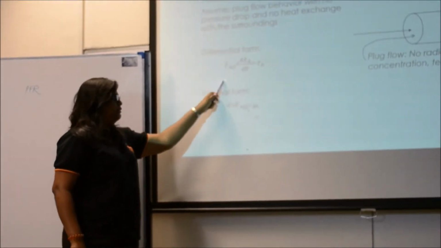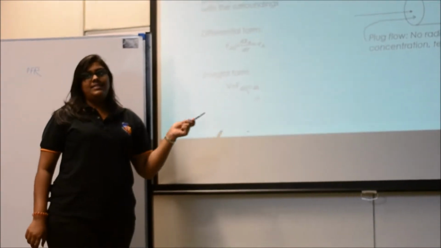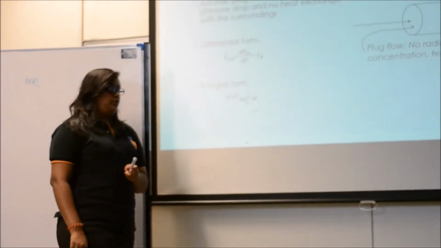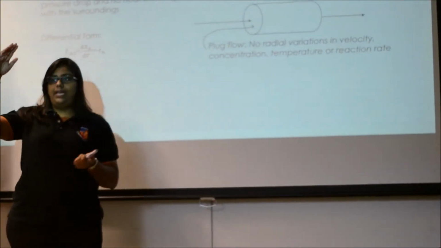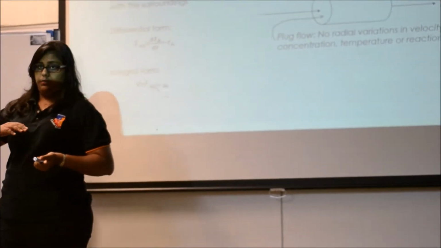This is your differential form and this is your integral form. This is in the notes that I gave you in chapter 2. And this is a typical diagram of a plug flow. It can also be in a vertical position or a horizontal position.